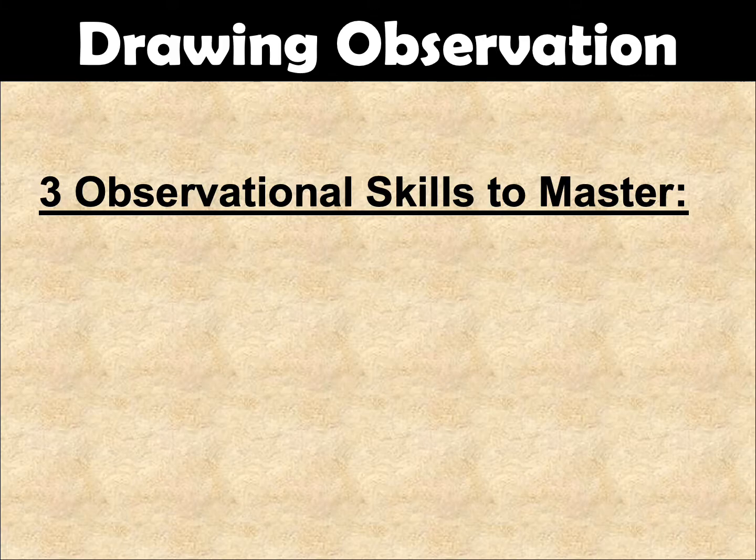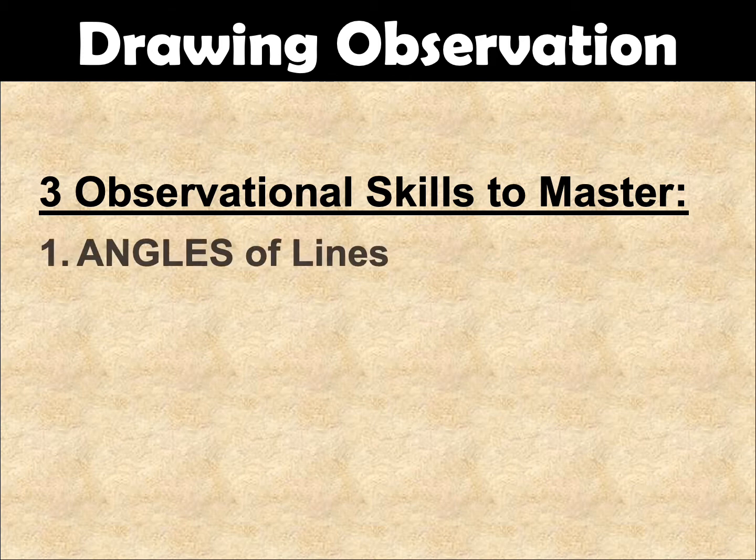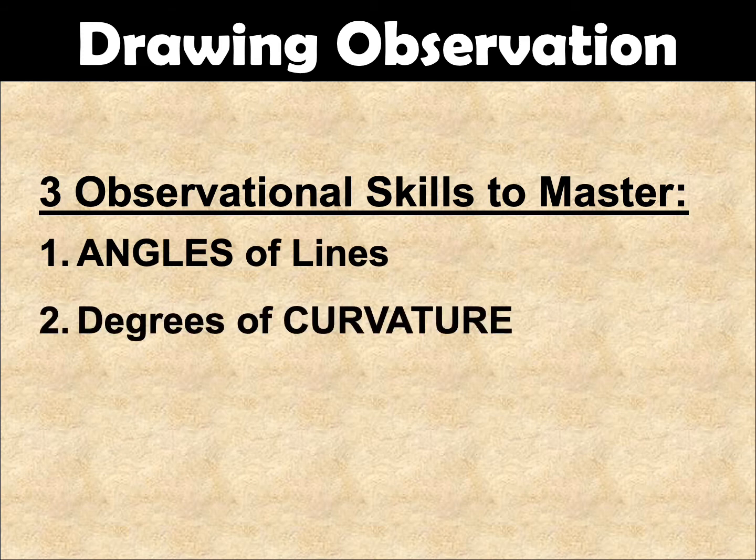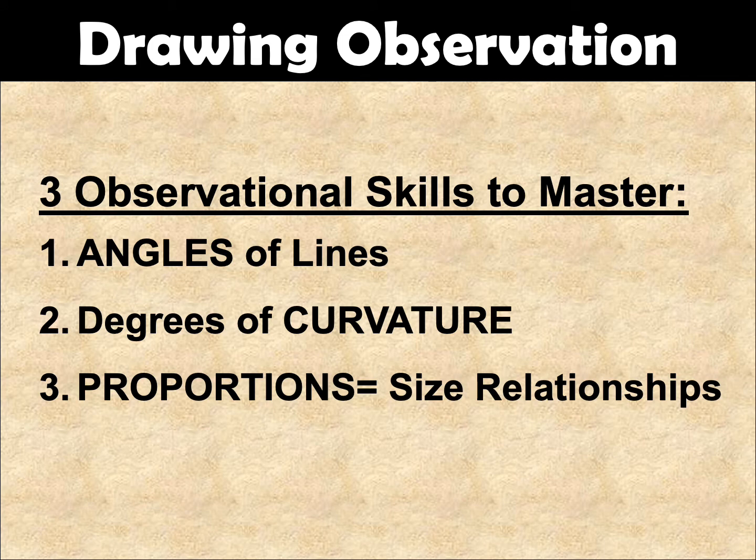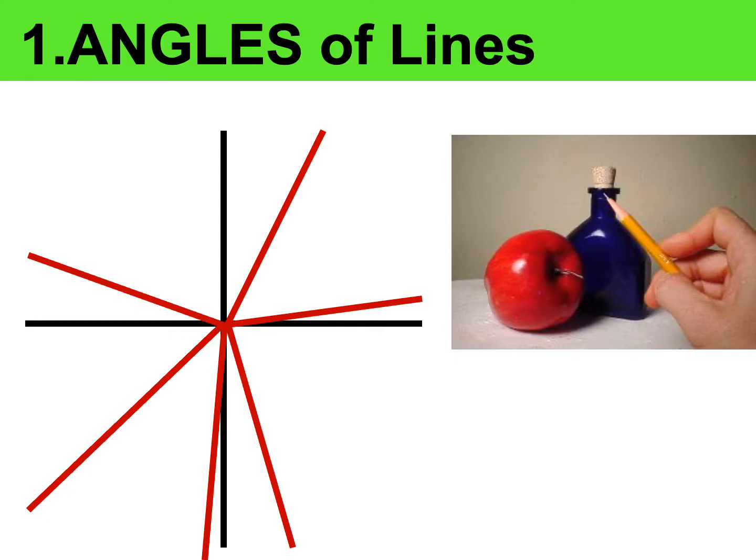Drawing observational skills, there are 3 different skills to master. Angles of lines, degrees of curvature, and proportions or size relationships of one object compared to another. This lesson is going to focus mostly on angles of lines.